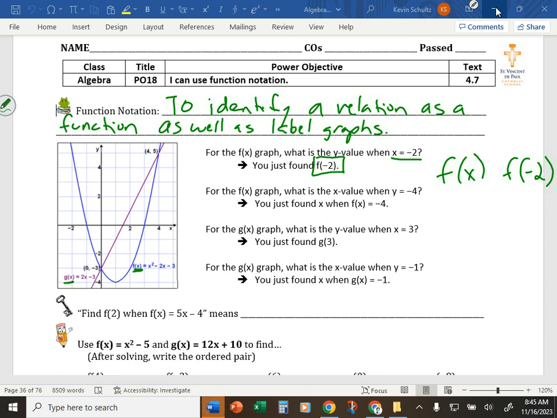And what we did was we said, well, where's -2 on the coordinate plane? X equals -2 right here. We drew an imaginary vertical line through x equals -2. We said, where's our f relation? Cross that imaginary vertical line, and that was up at +5. So f of -2, the y value is 5.